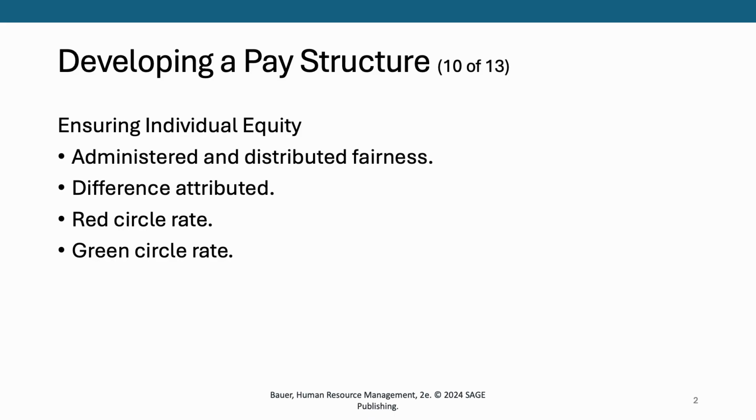And that might mean we need to look at market surveys to see whether or not we are lagging behind the industry in terms of how we pay people. And we might have to adjust our pay line up so we can get rid of our red circle problems. Our green circle problems refer to the pay of any employee who is paid less than the minimum, which tells us that we've got an issue of how we paid somebody.